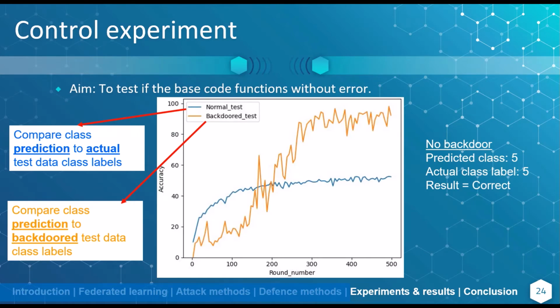The blue curve is the accuracies obtained from comparing the predicted class labels to the actual class labels, while the orange curve is the same, but the actual class labels were backdoored. It can be observed that the normal curve flattens off at about 50% accuracy at around epoch 300, while the backdoor curve rises to at least 90% accuracy before flattening off at around epoch 350. This implies that the training of the federated model and the application of the backdoors were both functioning correctly, and that any model defense should be deployed between epochs 250 and 350.